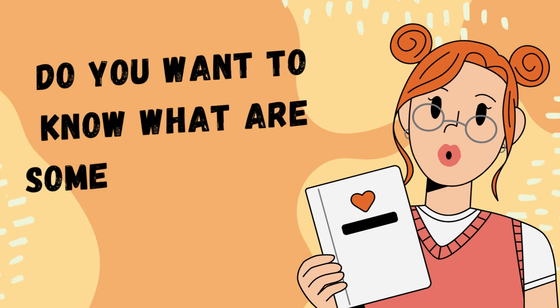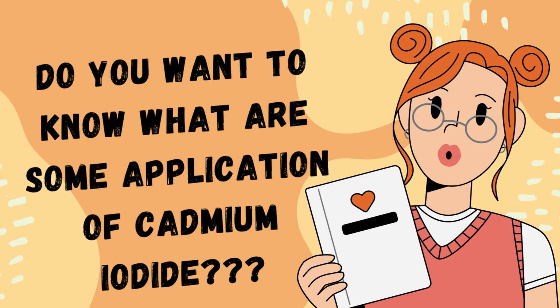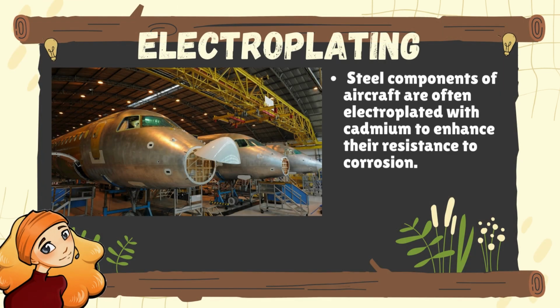Do you want to know what are some applications of cadmium iodide? Firstly, cadmium iodide is very useful in electroplating. For example, in the aerospace industry, steel components of aircraft are often electroplated with cadmium to enhance their resistance to corrosion. This not only extends the lifespan of the component but also ensures the safety and reliability of the aircraft.